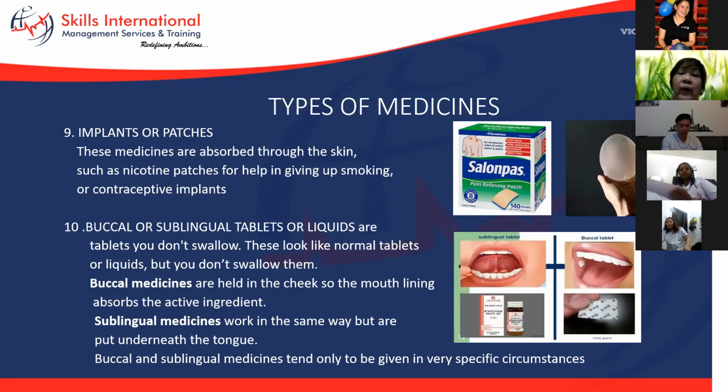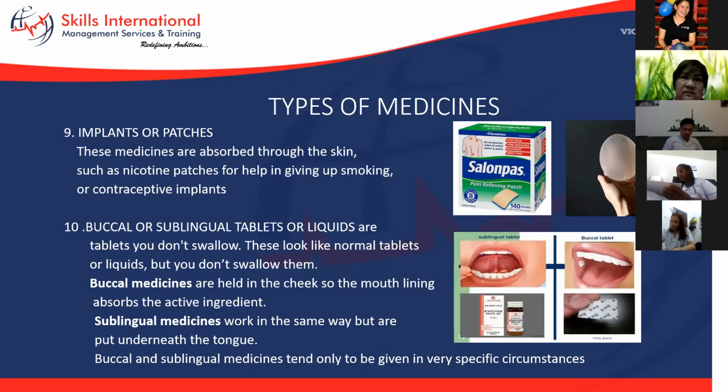Okay, so we have 10 types of medicines. Again, what are those 10 types of medicine? Liquid, tablet, capsules, drops, inhalers, topical medicine, suppositories, injection, implants or patches, buccal or sublingual tablet. More? Injection. And then two more?